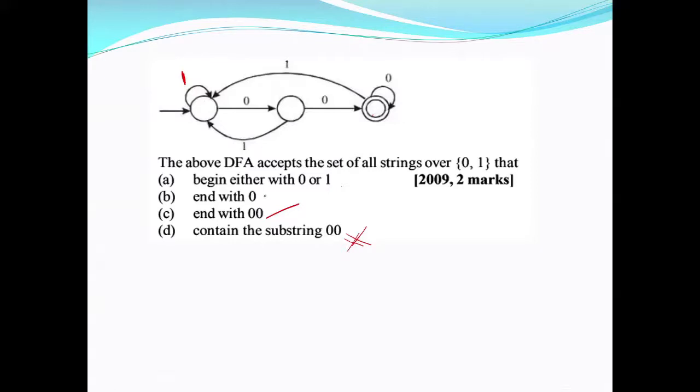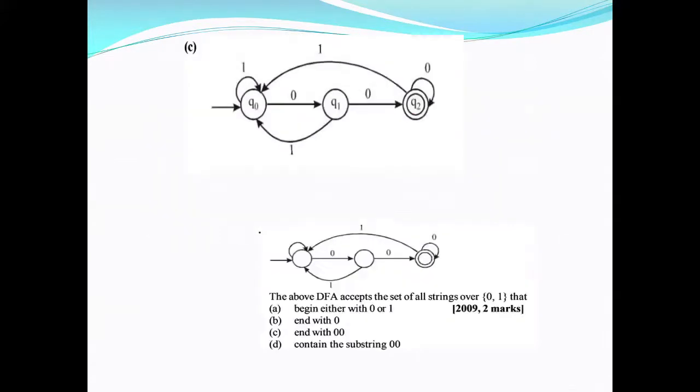End with 0 may be true, but there are some strings which will end with 0 but not accepting. For example, if I want to see 1 0 1 0, I am here, not accepted. So this what we have is end with 0 0. This is not wrong. It will also accept this type of strings, but it will never accept some other strings. For example, 0 0 1 is not accepted. Still it contains 0 0, right? So this is right. The answer is C.